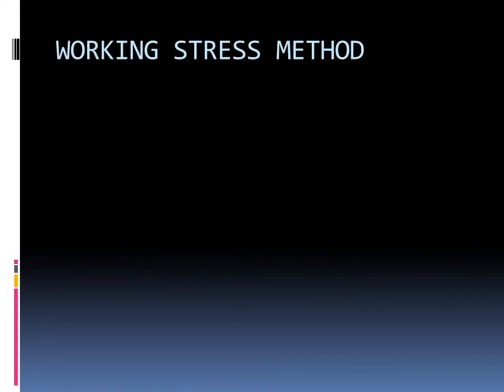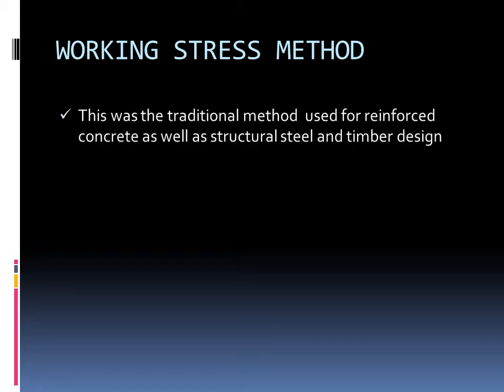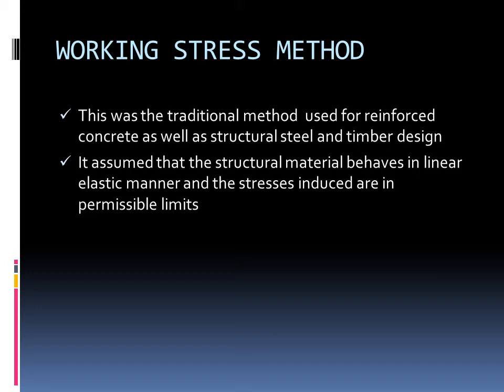Now let's see what working stress method is all about. This was the traditional method used for reinforced concrete as well as structural steel and timber design. The working stress method assumed that the structural material behaves in a linear elastic manner and the stresses induced are within permissible limits. That means the stress and strain were proportional to each other throughout according to working stress method.